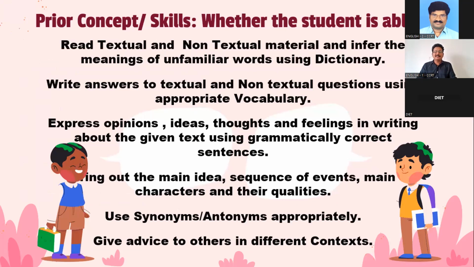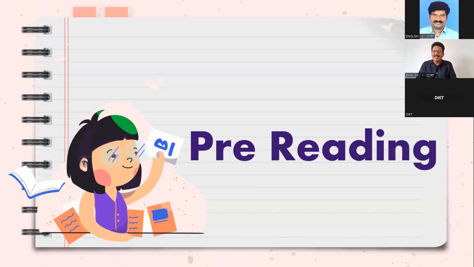And the next one, as sir was saying, we have to have a clear idea about the prior concepts, that is, what the child is able to do and capable of doing. After this, the very first one in this transaction process, as sir was saying, is pre-reading, reading, and post-reading. Now we are going to talk in detail about pre-reading. What kind of sources do we use regularly in this pre-reading?